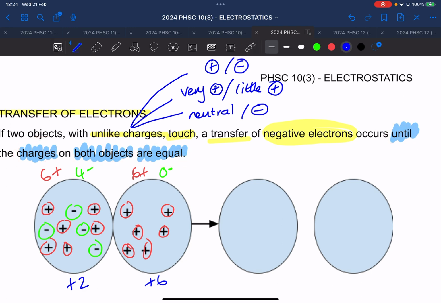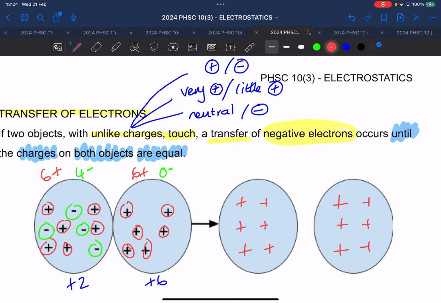Okay, so this one has 6 positive things. This one has 6 positive things. That's what's given to us. It can't change. You can't change the number of positive things, or then you have an atomic bomb. You can only transfer the negative things.